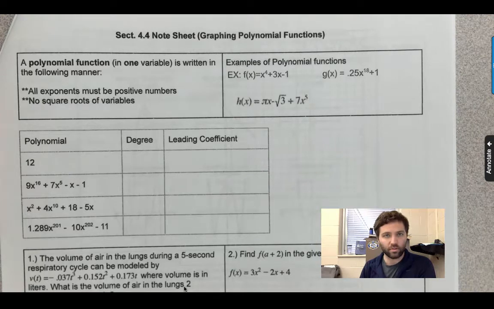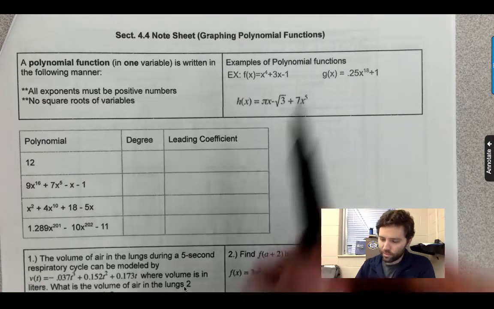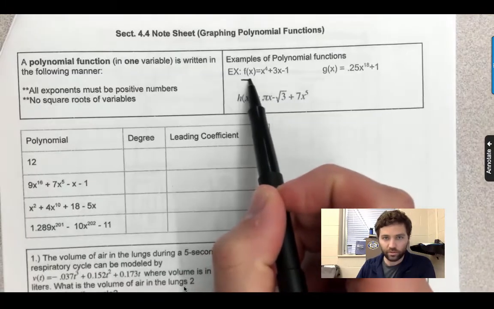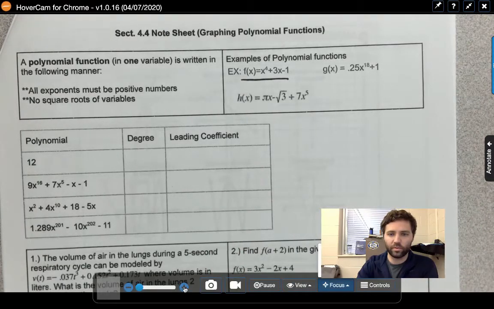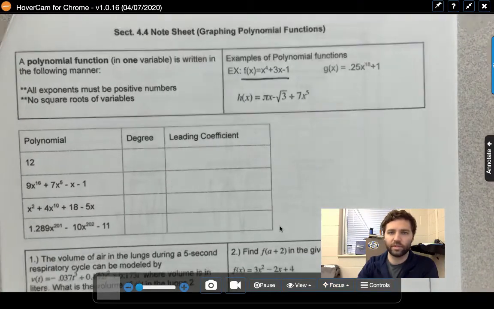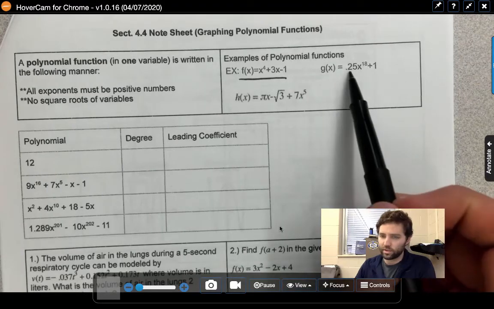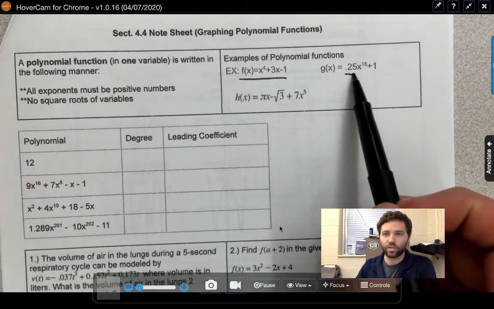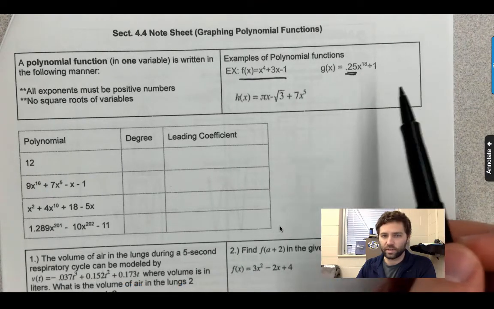All exponents will be positive numbers, which is part of what makes it a polynomial. There can't be any square roots of variables, or fractional exponents on variables. So here are some examples of polynomial functions. This one's pretty standard. Most students will be comfortable with that first one being a polynomial. This one has a decimal, but that's okay. It's just on the coefficient, the number out in front of x to the 18th, so that's fine.